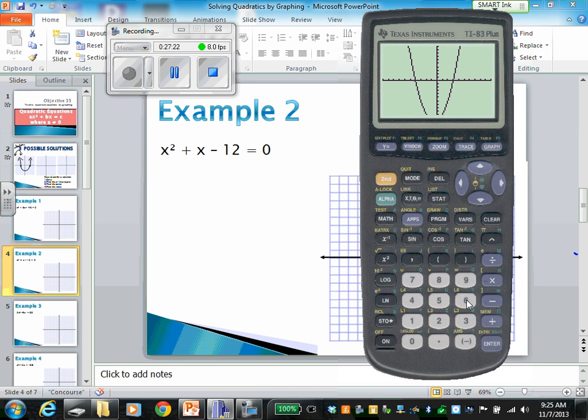What are my answers? Negative 4, and 3. So that's your answers. But just so we can practice the left bound, right bound, let's go ahead and do it. Does everybody have a graph that's looking like mine? Yes? Okay. So here we go. We're going to go second calc. We're going to go down to 2. We want to find our zeros.